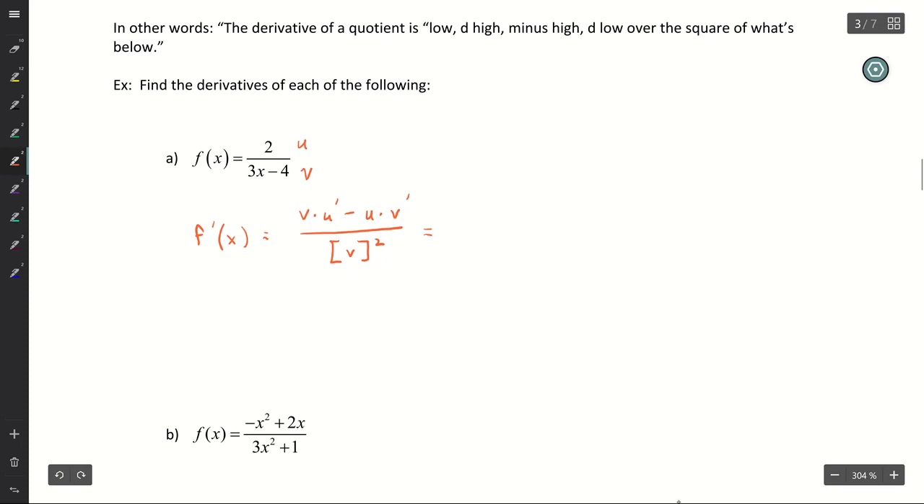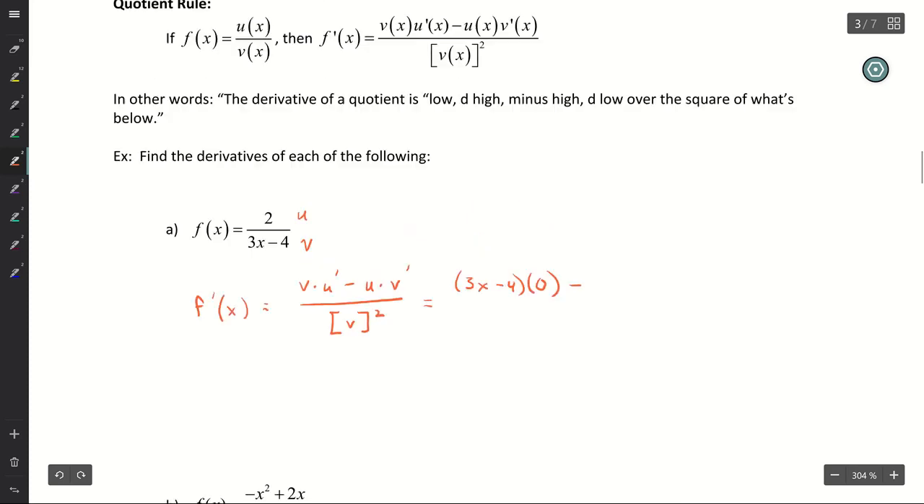So V means that we just keep the denominator. So that's 3x minus 4. And then U prime means we take the derivative of the top. Well, the top is a constant in this situation, so that's going to be 0. And then in the formula, there's a minus.